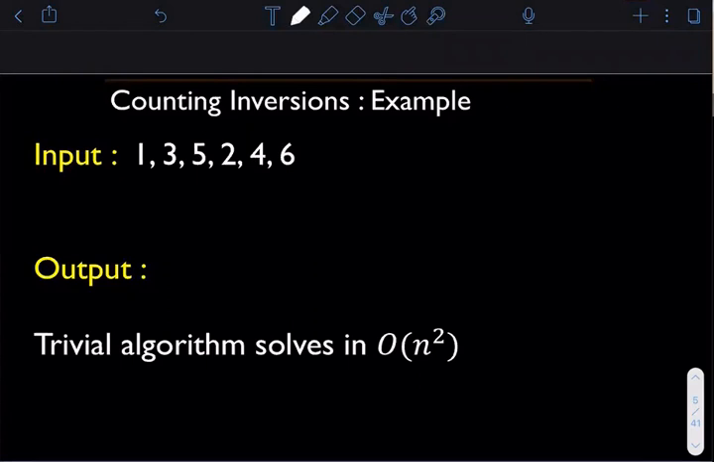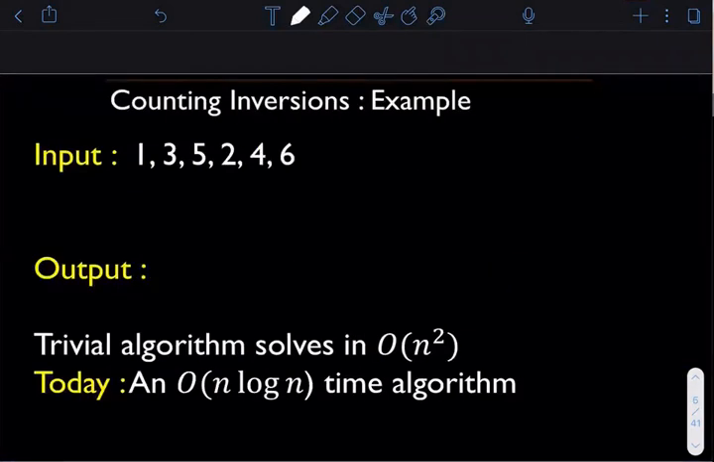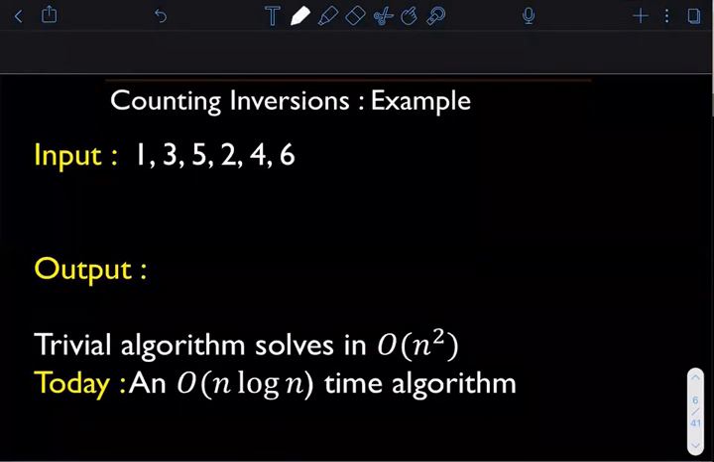Right? Okay, but clearly we are not satisfied with n square. What we really want to design today is an n log n algorithm. So you want to design an algorithm to count inversions that runs in order n log n time.